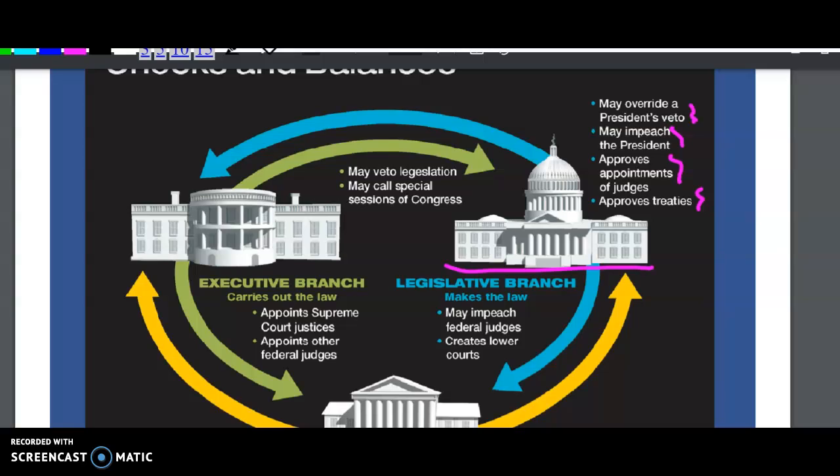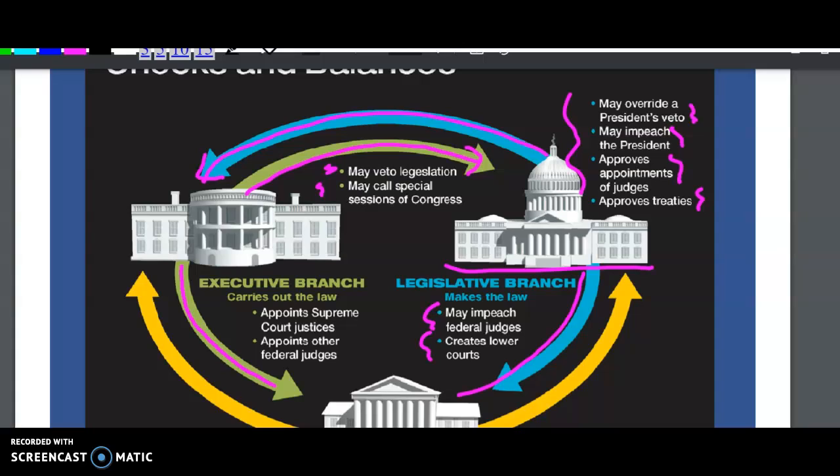That check goes here to the executive branch, right? That's how they use these to check the executive branch. And if we follow this arrow down to the judiciary, the legislative branch makes the laws. They may impeach the federal judges, and they can create lower courts. Then how is the legislative branch checked? If we follow this green arrow, the executive branch can veto legislation. The executive branch may call special sessions of Congress. That's how they check the legislative branch.